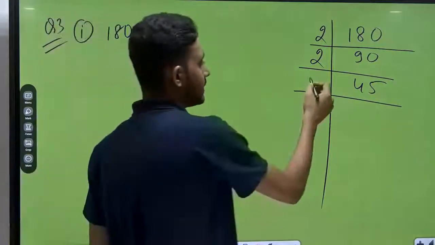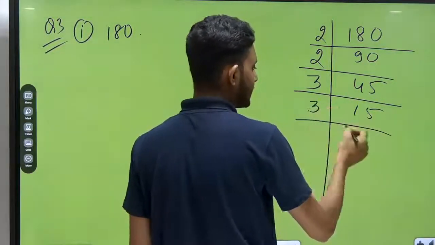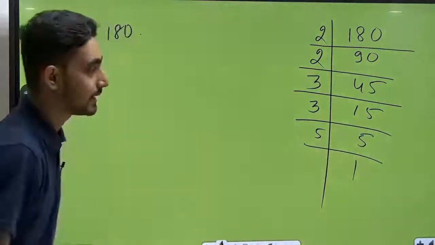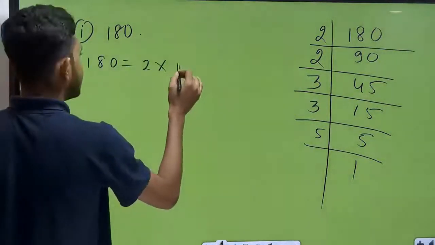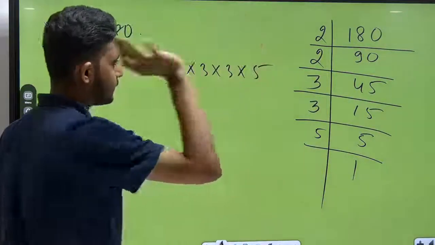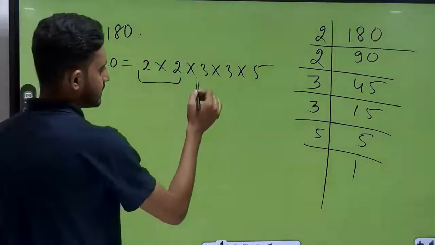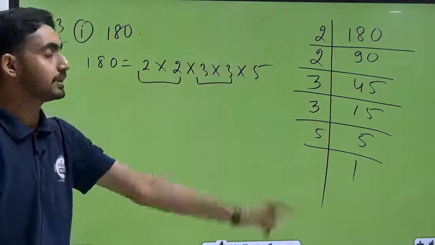So write down 3. This is 15. This is divisible by 3, 5. And at last 5 will come. Then now all of you write down like this. 180 is equals to 2 multiply 2 multiply 3 multiply 3 multiply 5. Okay. Now make pairs. This is the first pair, this is the second pair. Now only 5 is the number that is remaining.